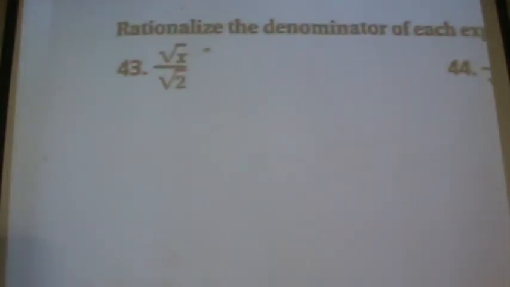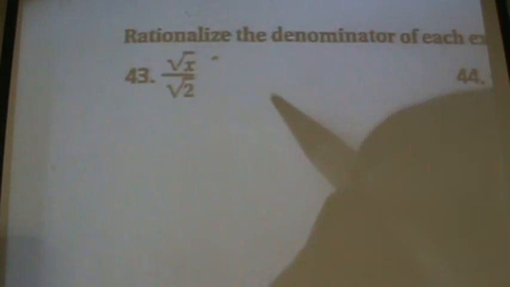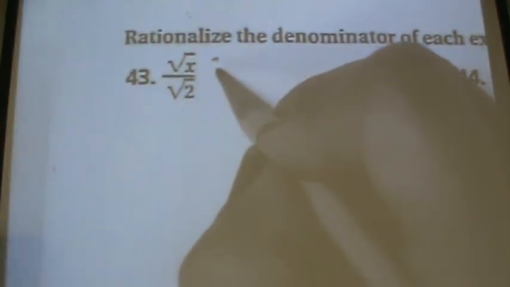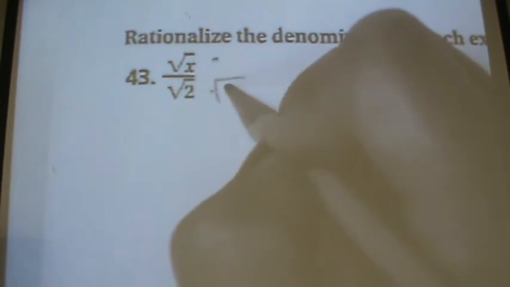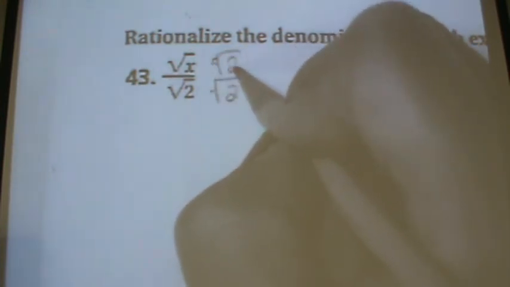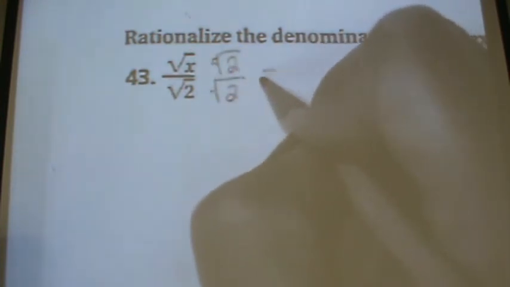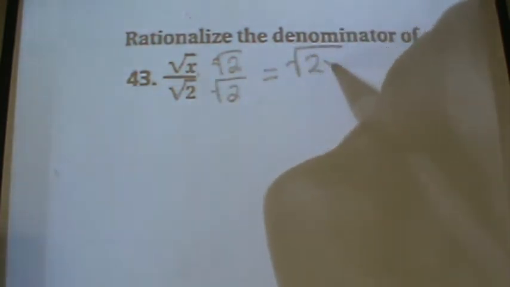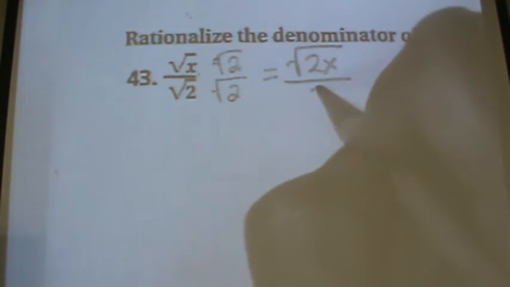Okay, next, go to 43. We want to rationalize the denominator. So what do we want to multiply the bottom and the top by? Square root of 2. So this would be 2 square root of 2x over a plain old 2.